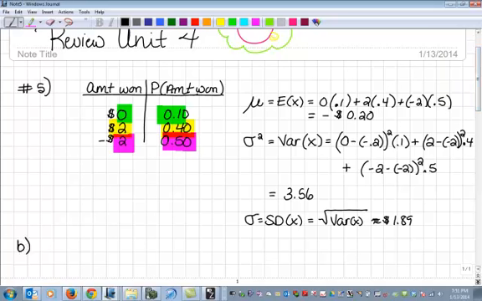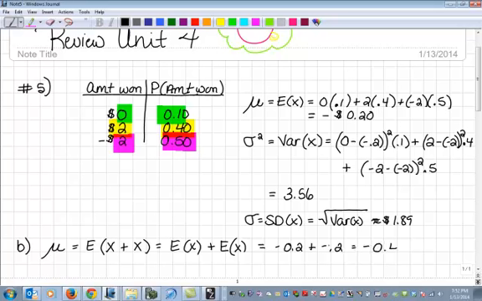For part B, I'm going to be playing the game twice. So I'm not playing for twice as much, but I'm playing the game twice. So I can say I'm going to find my mean, which is going to be my expected value for one play and another play. So remember, when I'm adding two different random variables, it's just the sum of the means. Or it could be the difference of the means also, but in this case we're dealing with the sum of the means. This would just be a negative 0.2 plus a negative 0.2, which gives us a negative 0.4. So a loss of 40 cents.